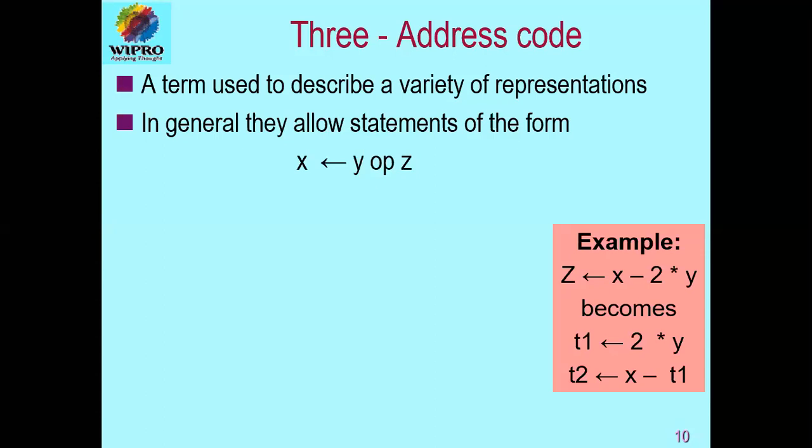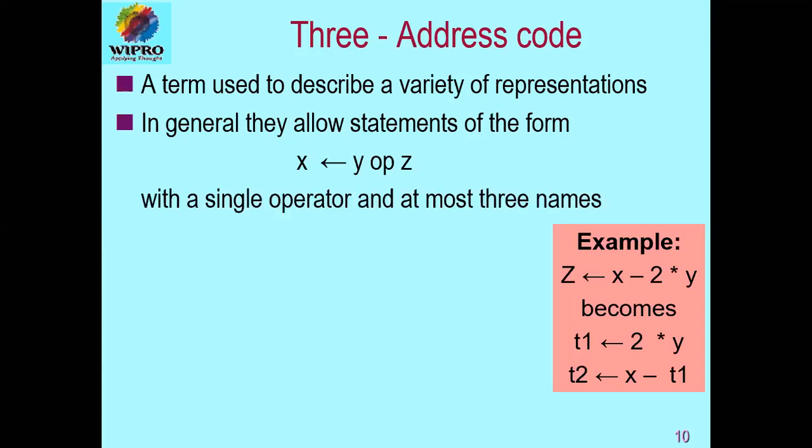For example, here x minus 2 into y, the same example which we have seen, and that value should be assigned to z. Now, t1 is equal to 2 into y. See that 2 into y is the only operation that is happening, and the result is stored in t1. Then x minus t1, where the result of 2 into y is in the temporary location t1, is computed and stored in t2. So what about z? That's not been shown here. The next operation is supposed to be z is equal to t2.